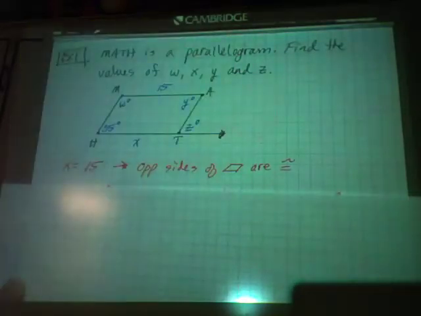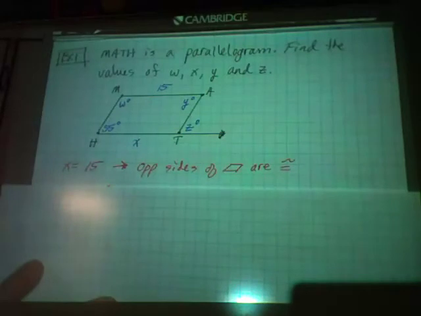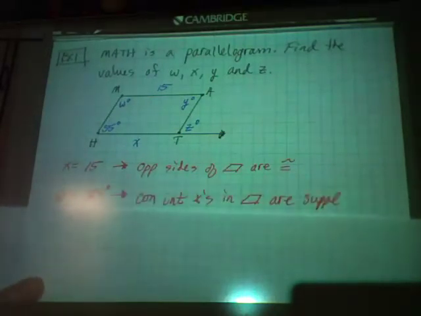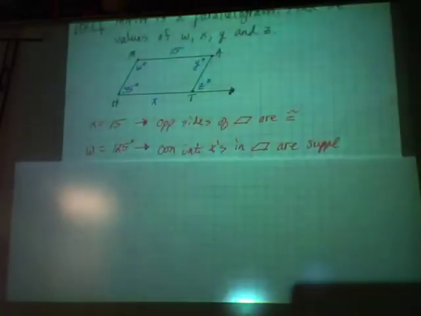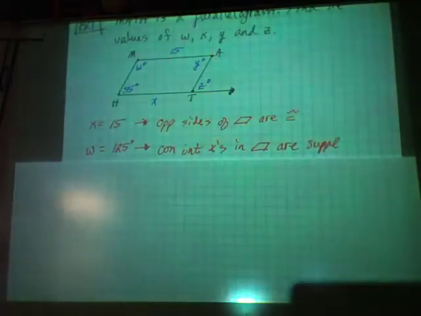All right, what did you come up with for W? So I said W is 125 degrees because consecutive interior angles in a parallelogram are supplementary. Or you could have said consecutive interior angles on parallel lines are supplementary. You could have said that too, because you do have parallel lines because it's a parallelogram.